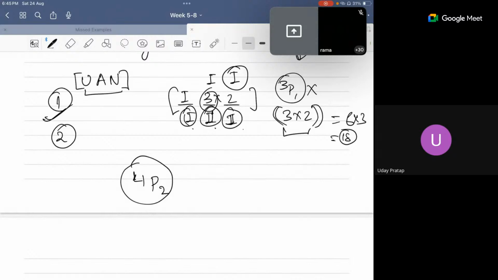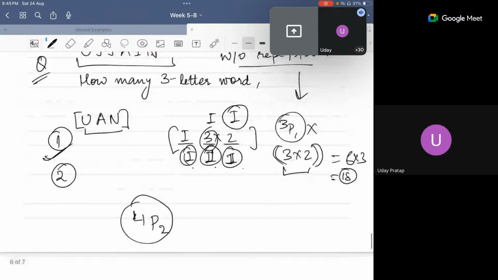So we have four letters left: U, A, N, and J. We have four different alphabets left to make a three letter word.